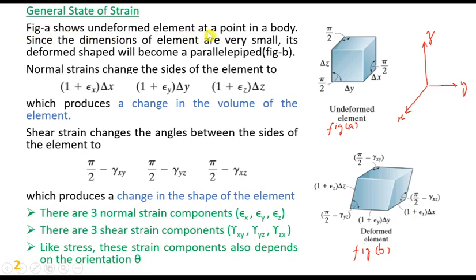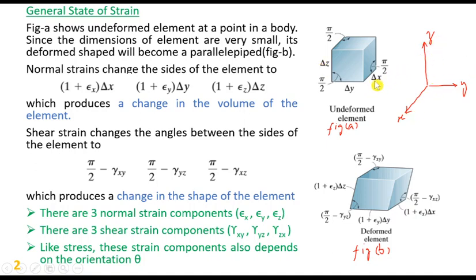Figure A shows undeformed element at a point in a body. Since the dimensions of element are very small, its deformed shape will become a parallelepiped as in figure B. So figure A is a cube that will become a parallelepiped after deformation. Normal strain changes the sides of the element to 1 plus epsilon. So if these are the normal sides, delta x, delta y, delta z, along the x-axis, y-axis, z-axis.